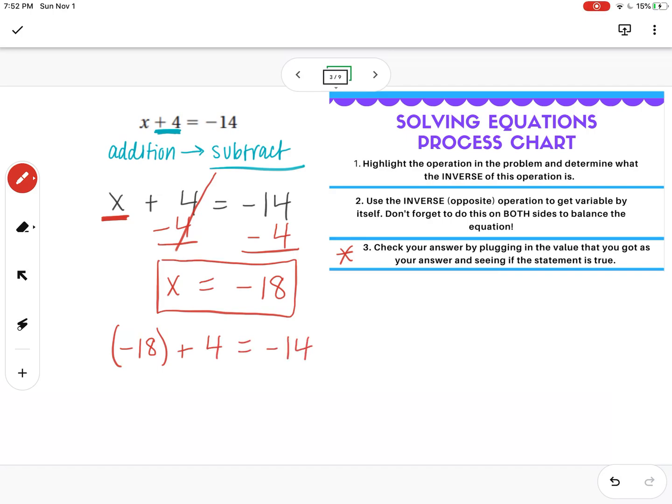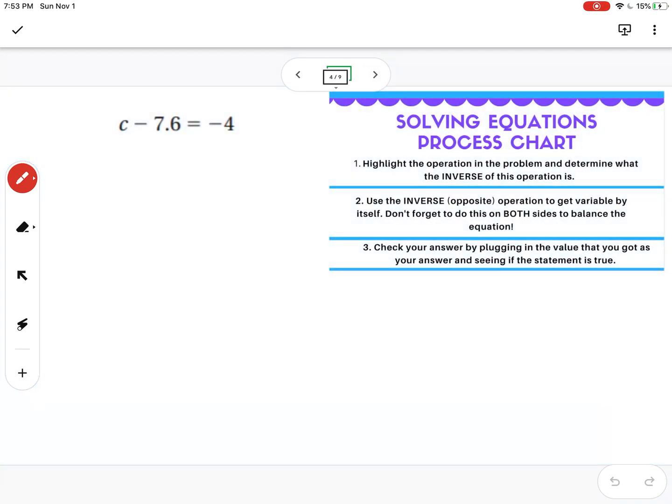So negative 18 plus 4 equals negative 14. When we do negative 18 plus 4, remember those are different signs, so we subtract. 18 minus 4 gives us 14, and we'll keep the bigger sign, which is the negative. So we see negative 14 equals negative 14, and that's true. Those do equal each other, so we know that's correct. All right, there is one example. Let's move on and complete some more.